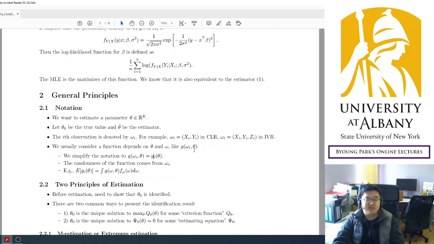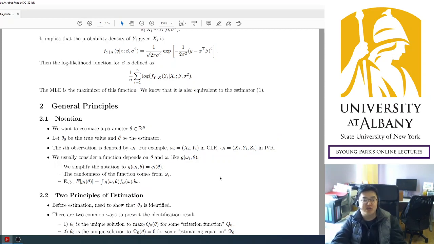By the way, g is a function, theta is a parameter, so it's fixed, and all the randomness is coming from omega. So you can take the expectation of this function of omega, and its expectation implies something like this. You integrate the function using the PDF of omega and take the expectation. So that is a simple, general notation.